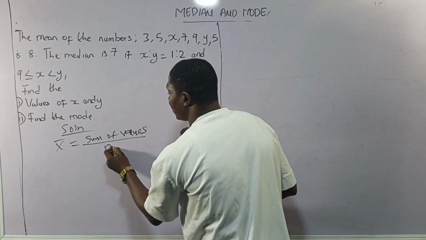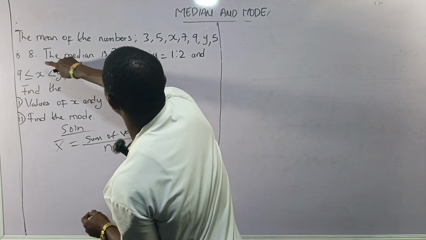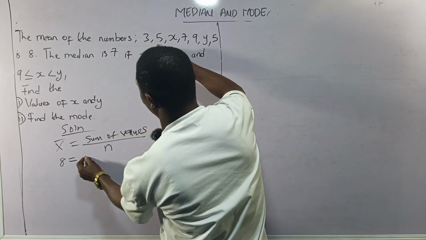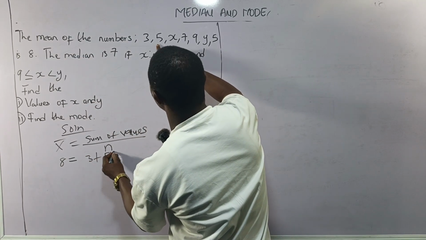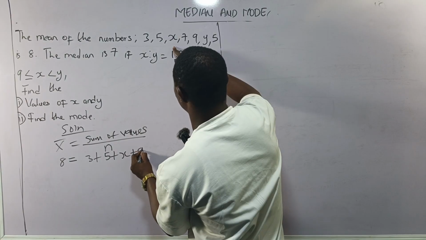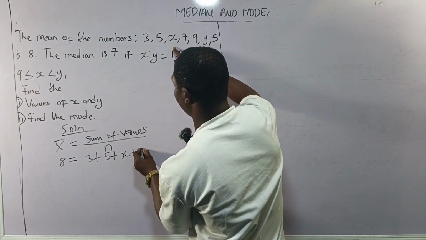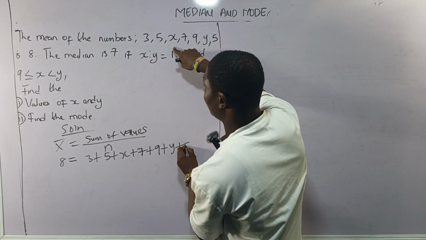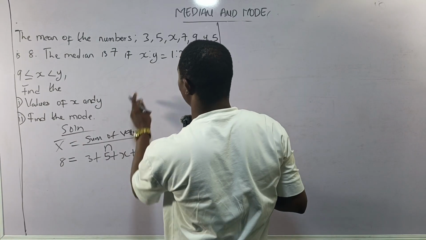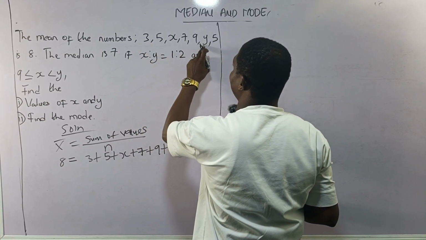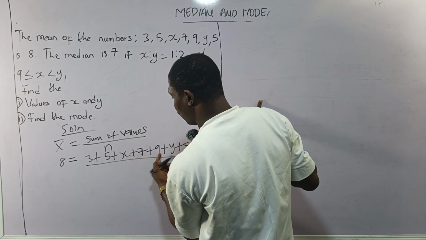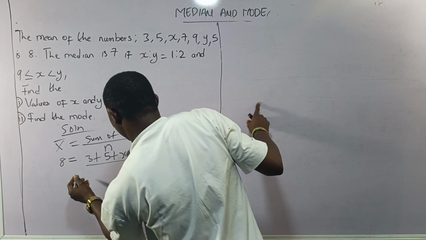Values all over what? N. Our mean is given as 8. So we have 8 equals the sum of these values: 3 plus 5 plus x plus 7 plus 9 plus y plus 5. How many values? 1, 2, 3, 4, 5, 6, 7. So n is equal to 7, the number of data points.